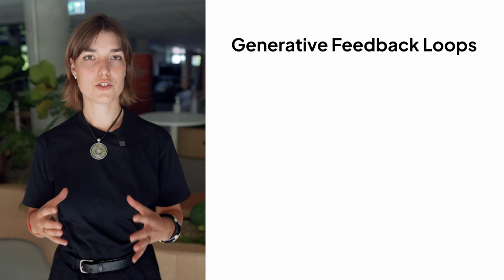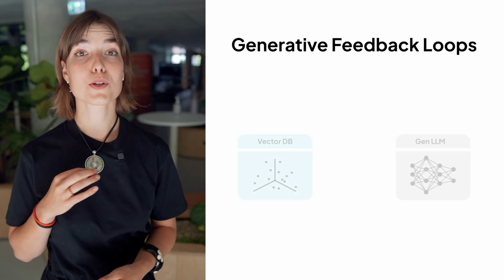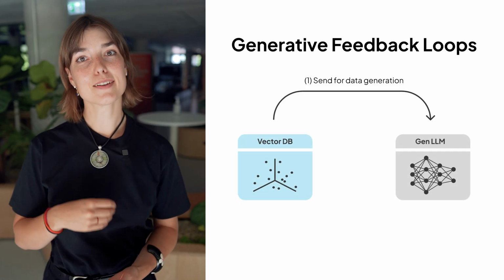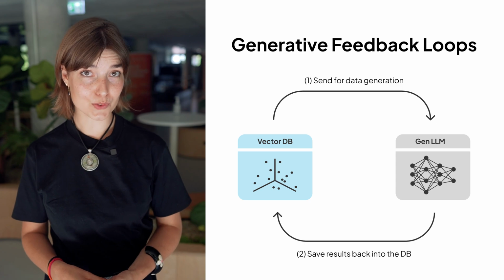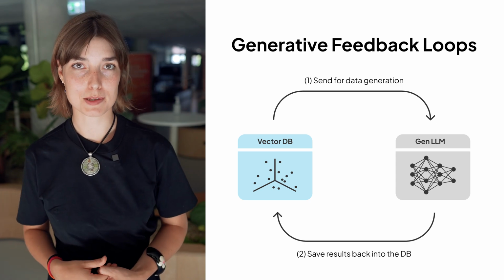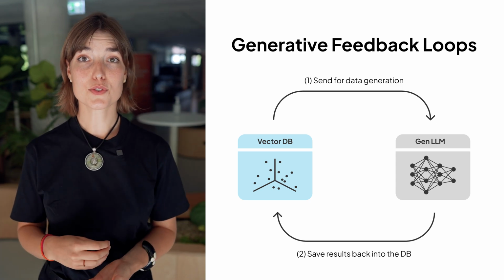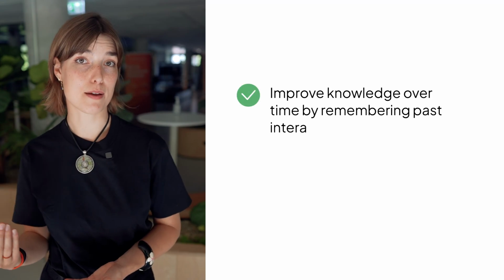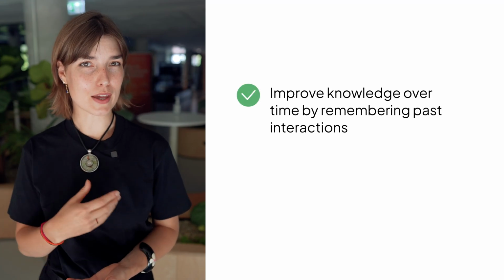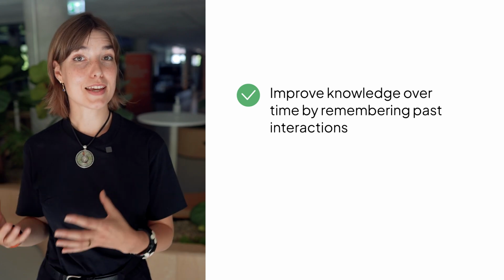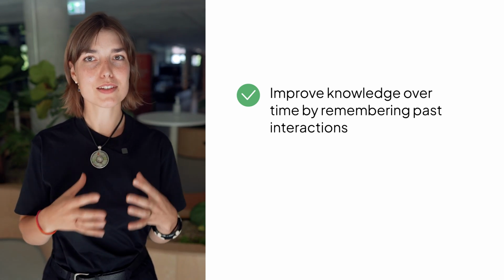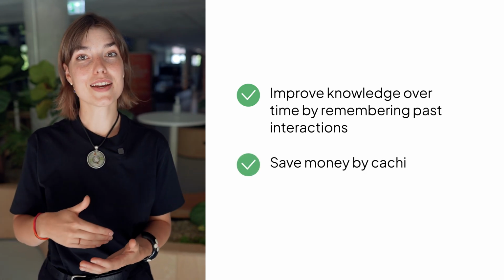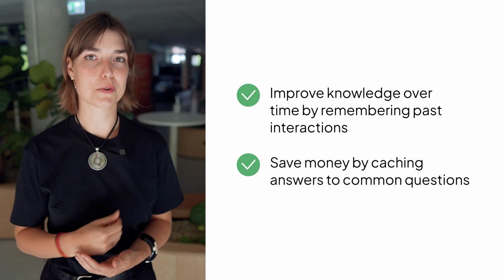We'll show you how adding an agent performing generative feedback loops can increase speed and reduce costs of our pipeline. Generative feedback loops add one more step to our pipeline, taking large language model generated results and saving it back into the database. This technique can be used to automatically expand the chatbot's knowledge base over time and improve its ability to handle diverse queries. By saving generated answers, the system reduces costs by providing cached results to similar queries.